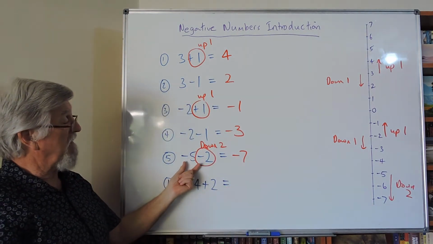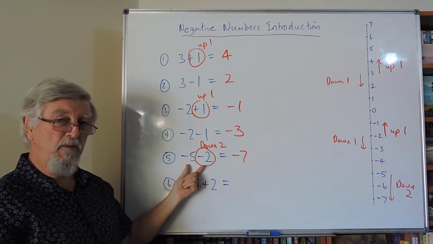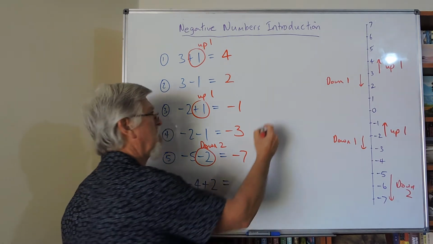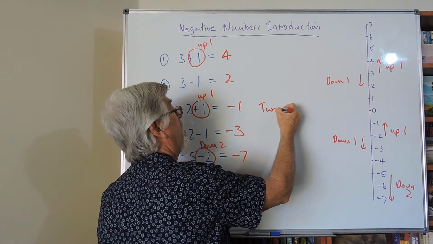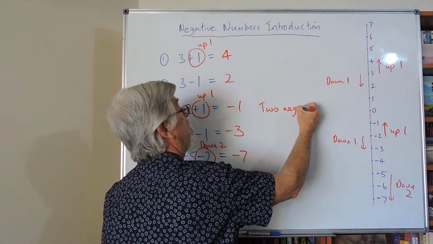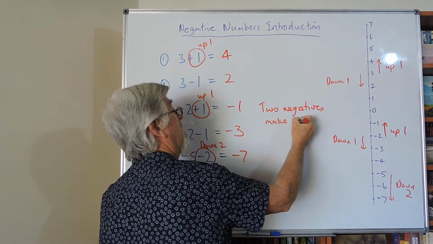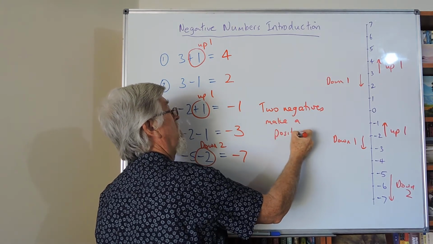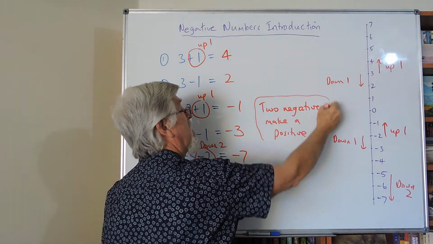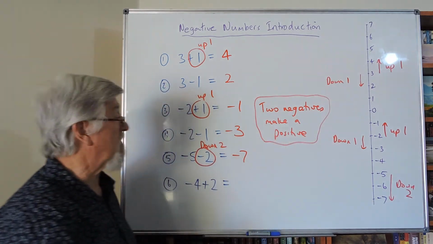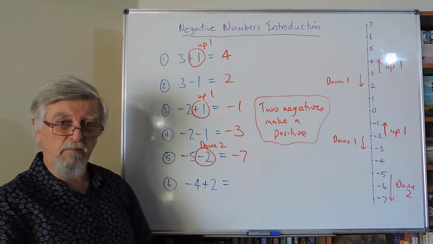Now, the interesting part about these two questions here is people learn a rule, and here's the rule that they learn. 2 negatives make a positive. And you've probably heard that over and over again. We'll come back and I'll talk about that. 2 negatives make a positive.